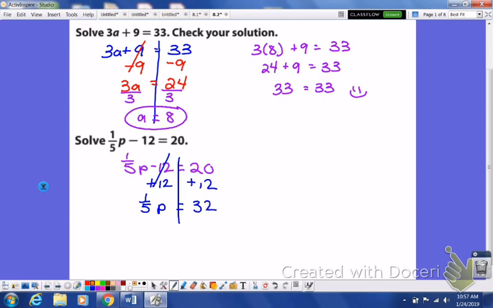Okay, I see I'm multiplying by a fraction. Our inverse operation would be to multiply by the reciprocal, which is 5 over 1, or just 5. So 5 over 1 times 1/5 is 1. So we're left with p equals 32 times 5 is 160. And if you did your substitution to do your double check, you will see that that is correct. So p equals 160.